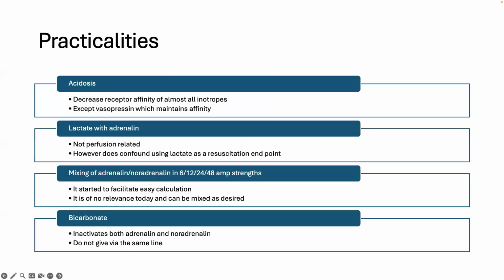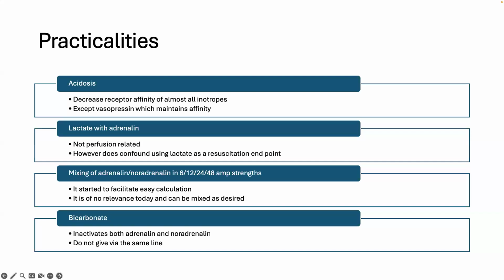Then our last slide is just to have a look at some practicalities around these medications. As you become acidotic, the affinity of both adrenaline and noradrenaline for the receptor decreases. Vasopressin doesn't have that effect, and once again, that's a reason why vasopressin is a very useful medication for us in patients who are unwell and acidotic.